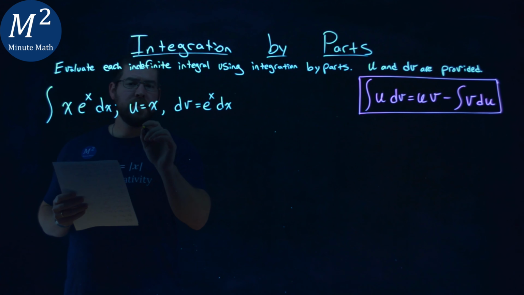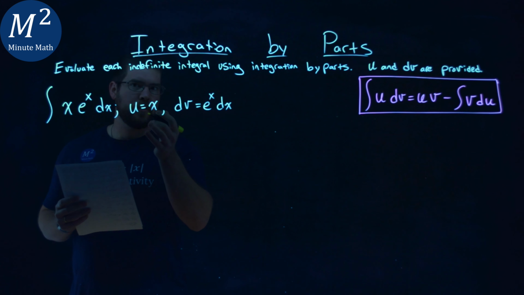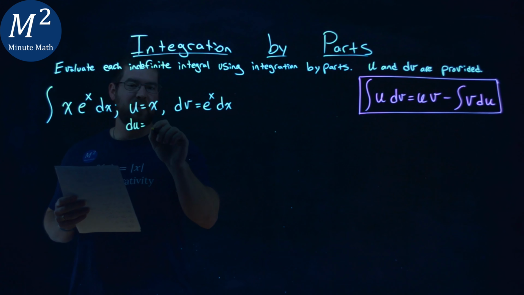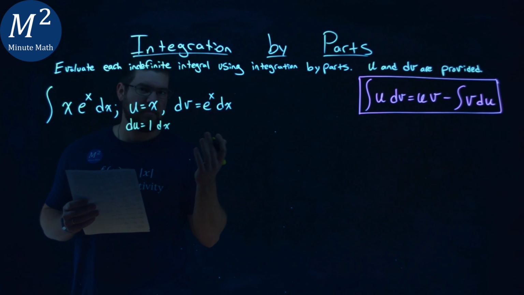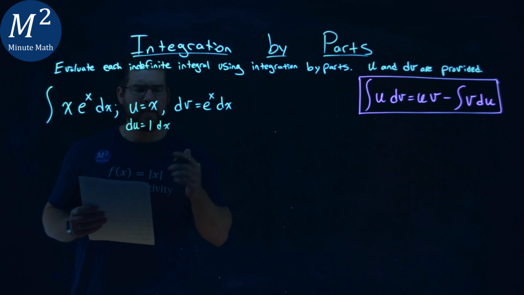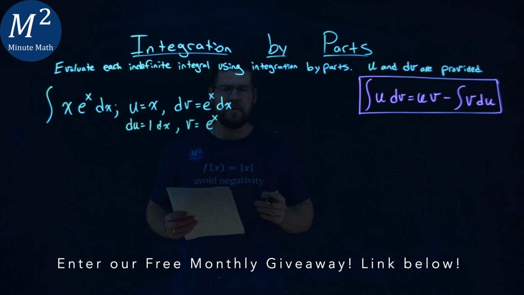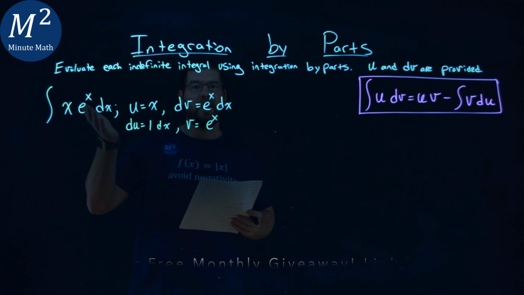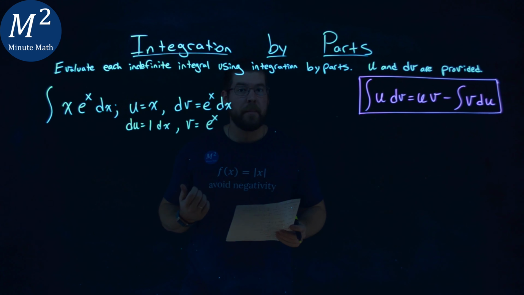So to find our du, we want to take the derivative of u, right? The derivative of x is just going to be a 1 dx. Pretty easy. The integral of dv, well, the integral of e to the x is just e to the x. Now, don't worry about the plus c, we'll deal with that later. We know we'll have to have a plus c. So we have it all set up, and now we have to use our formula for integration by parts.